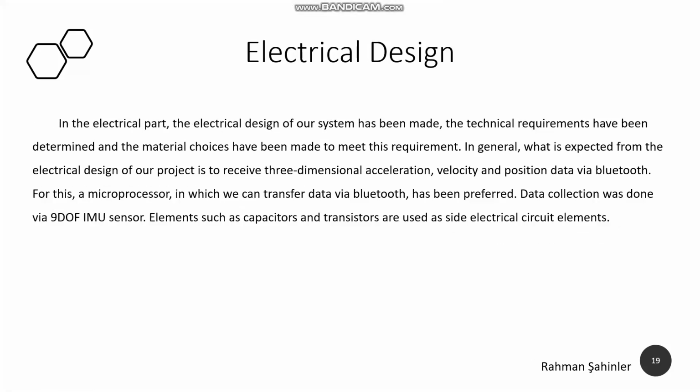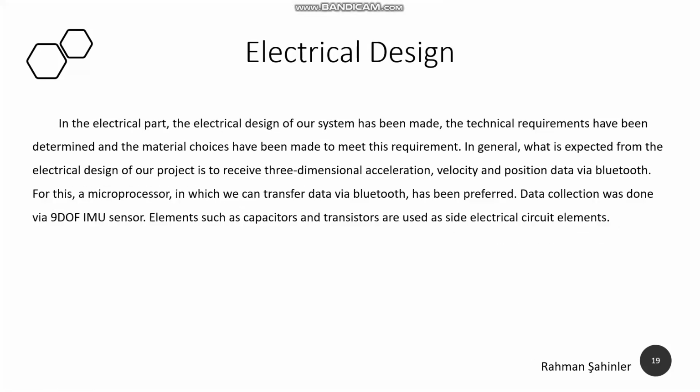In the electrical part, the electrical design of our system has been made. The technical requirements have been determined, and the material choices have been made to meet these requirements. In general, what is expected from the electrical design of our project is to receive three-dimensional acceleration, velocity, and position data via Bluetooth. For the microprocessor, one through which we can transfer data via Bluetooth has been preferred.